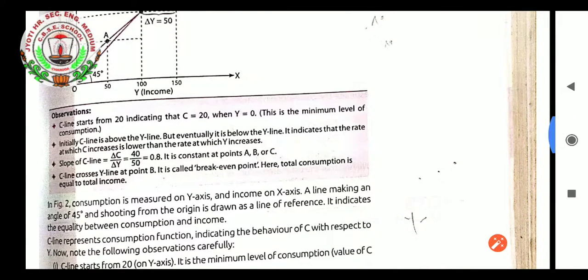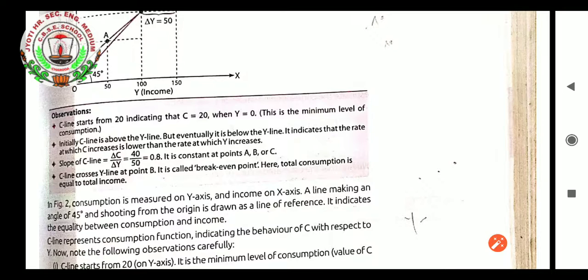Observation: C line starts from 20, indicating that C equals 20 when Y equals 0. This is the minimum level of consumption. Initially the C line is above the Y line, but eventually it is below the Y line. It indicates that the rate at which C increases is lower than the rate at which Y increases. Slope of C line, delta C upon delta Y, equals 40 upon 50, equals 0.8. It is constant at points A, B or C.